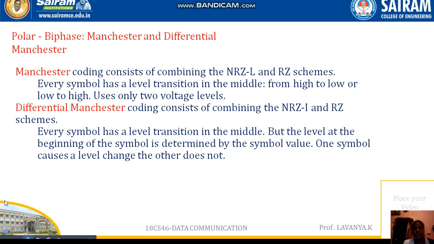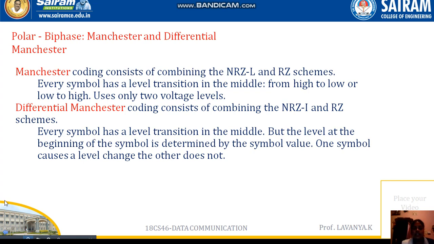Before that, what is differential Manchester? Differential Manchester encoding is a combination of NRZI as well as return to zero. Manchester is NRZ level, meaning non-return to zero level, as well as the return to zero technique. Differential Manchester uses non-return to zero inversion as well as the return to zero scheme. This is the major difference between Manchester and differential Manchester.